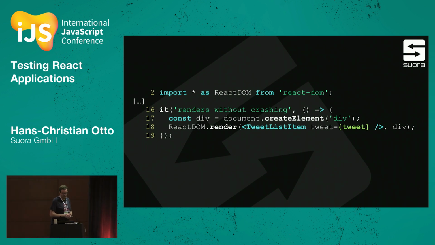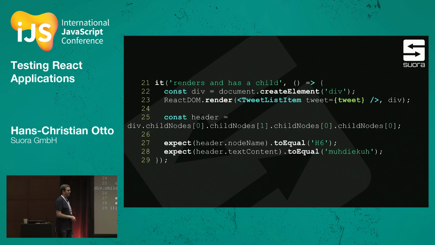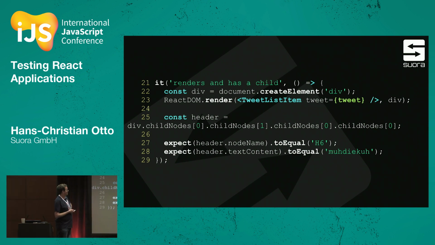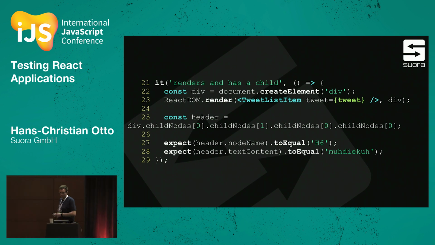The next test that I want to show is a bit more complicated and does a bit more stuff. And it's probably not the perfect test. What I do here is I again have the div element. I render my component into the div. And then I fetch some DOM element from the div: the first child node, then its second child node, its first child node, its first child node. And I expect that it's an h6 with the content Muriku, which is my Twitter handle.